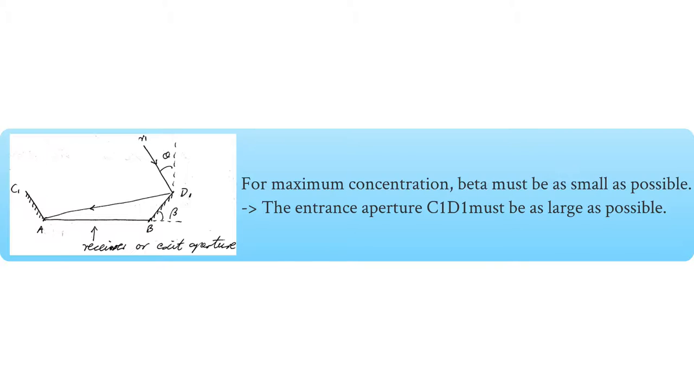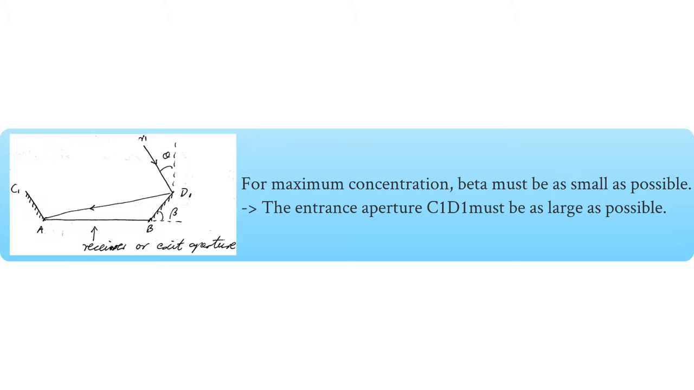Now, let's ask the question. First of all, the goal, why we have the schematic up here, let's think about the goal. The goal is to ensure that the entrance aperture here, which is C1, D1, the top of the device, is as large as possible for a given exit aperture, AB. Okay, that's clear, right? You want to get as much collection as possible for a given receiver.